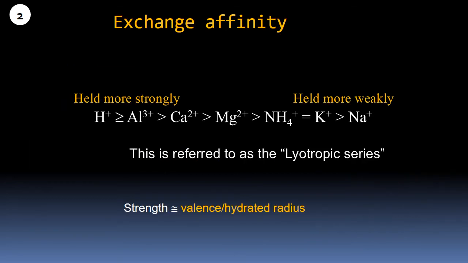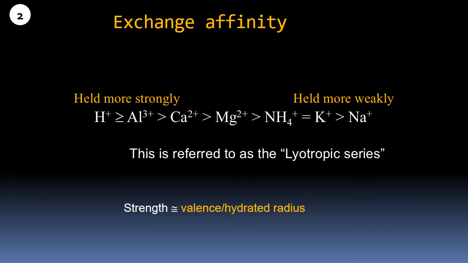And based on the law of strength of adsorption, which is affected by the valence and the hydrated radius, we can now sort out, or list, the strength of adsorption for all the cations that exist in the soil in something called the lyotropic series. Basically, in the lyotropic series, you would find hydrogen, aluminum, calcium, magnesium, ammonium, potassium, and sodium.